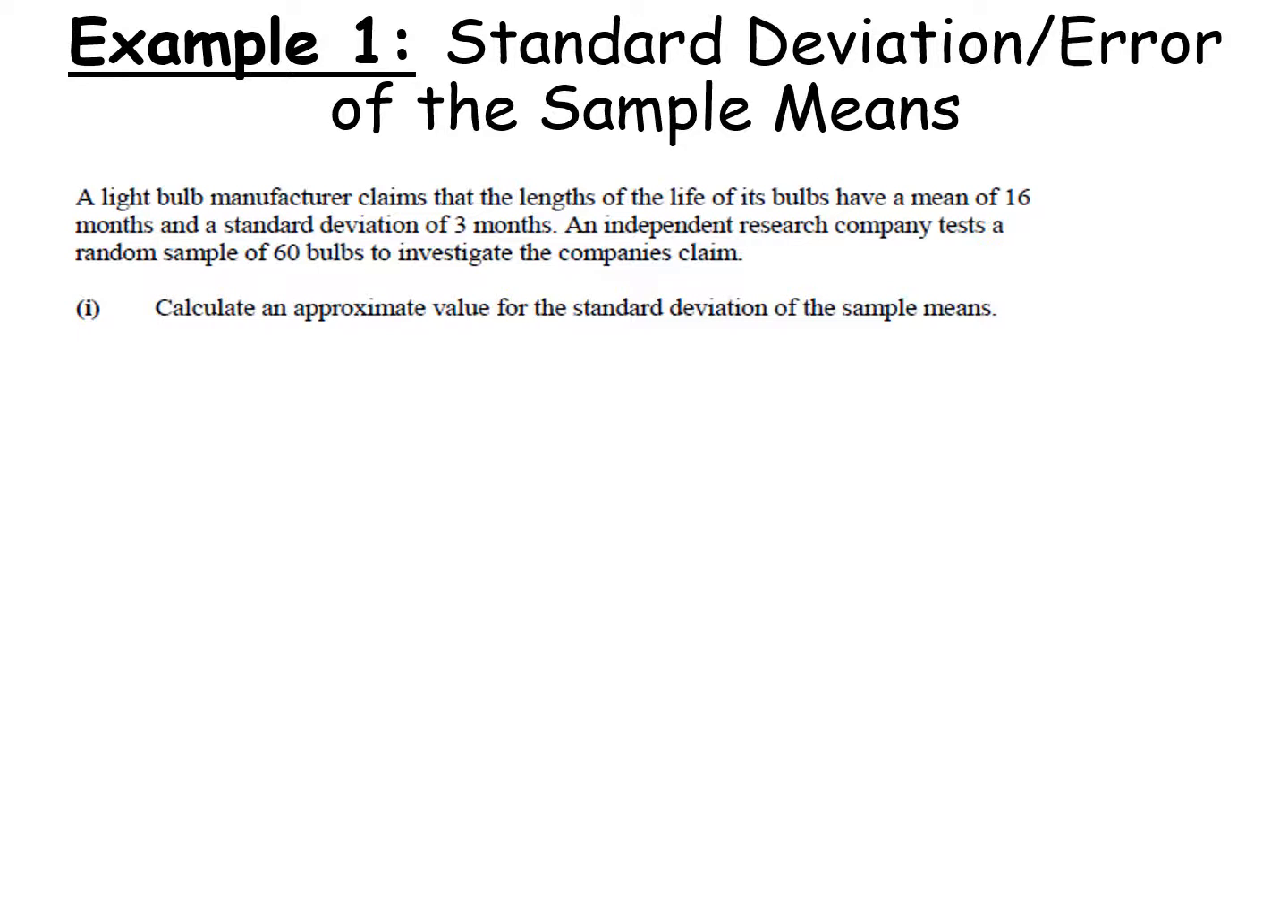We're going to work with the standard error of the means. A light bulb manufacturer claims that the length of life of its bulbs has a mean of 16. When I work on a question, the first thing I do is read my question, and as I identify something, I will label it. So mean 16. Now note that they haven't said anything about a sample, so I'm just going to call that mu. It has a standard deviation of 3 months, so that is standard deviation sigma. And an independent research company tests a sample of 60 bulbs, so that's n.